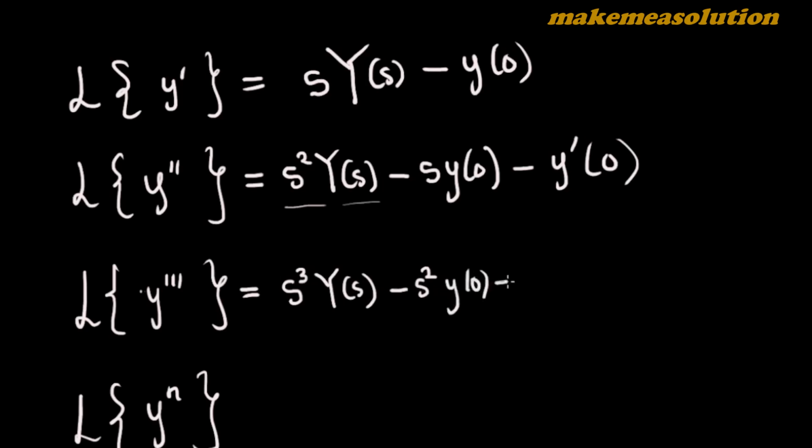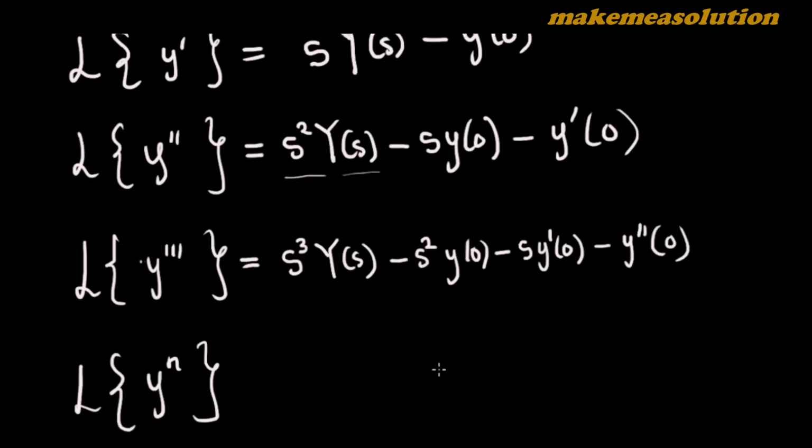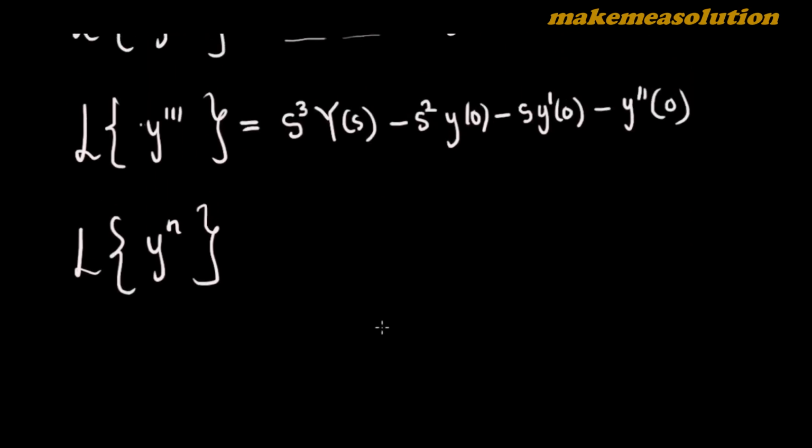We'll keep going, minus, it's always minus. Then you now have s. You can see that as the initial condition is building up, s is going down. So you now have s y prime of 0. Then when s has a 0 power, we'll have the last initial condition, which in this case is y prime prime of 0. Is that okay? So this is how to form the Laplace transform of derivatives.